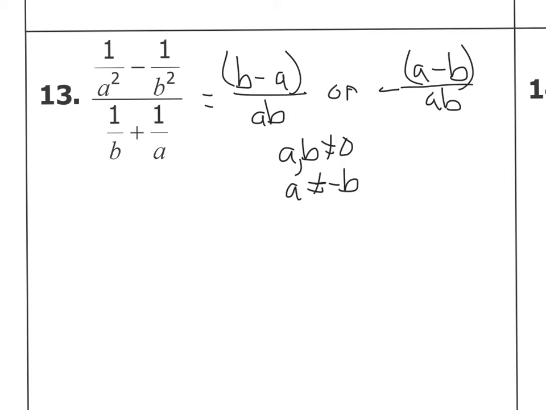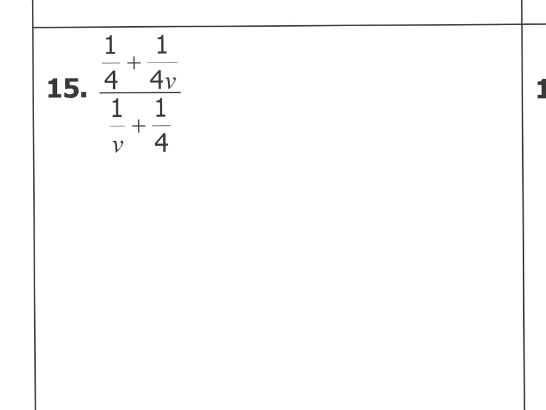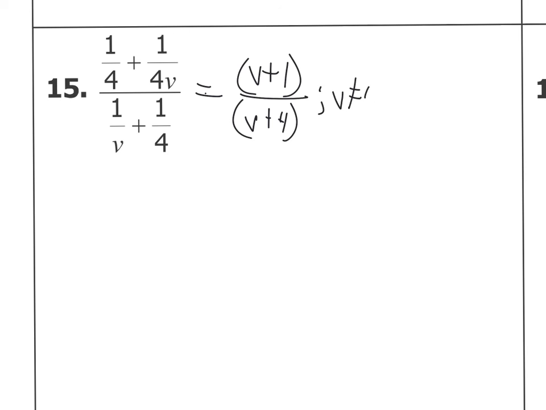All right, and then 15. 15 is going to end up equaling v plus 1 all over v plus 4 or 4 plus v. It's up to you, but I'm going to write it as v plus 4 because it's addition. And then your restrictions would be v cannot equal 0 or negative 4.